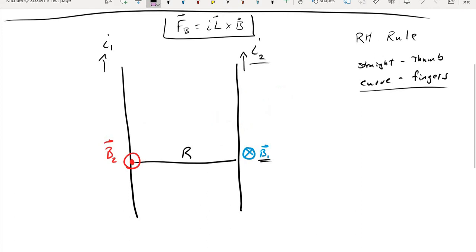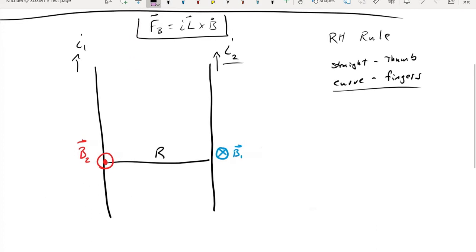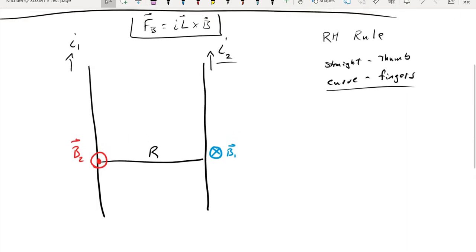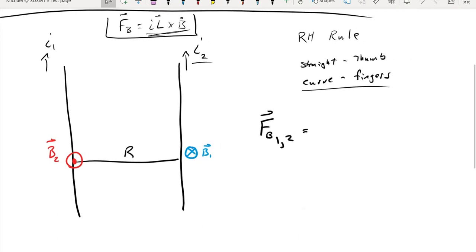All right, so we are now set up and ready to look at the forces that are going to act on each of these wires. We need to be careful with our subscripts here. The first force that we want to look at is the magnetic force on wire 1 as a result of wire 2. And so our force expression says IL cross B.